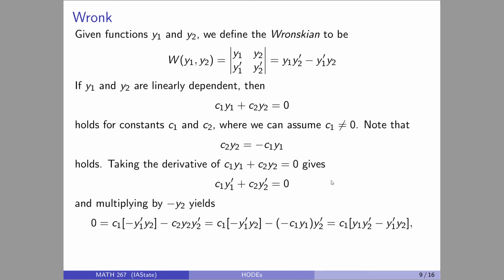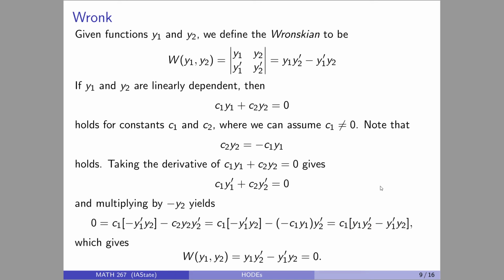And now, here's the slick trick. Multiply this thing by negative y2, okay? Negative C2y2, that's what I was looking for. C2y2 is equal to negative C1y1, so this quantity right here turns into that. And now we can factor C1 out of the whole thing, and we get C1 times (y1 y2 prime minus y1 prime y2). And that means that the Wronskian must actually equal 0, right? C1 is a non-zero constant, so this quantity right here must be 0.